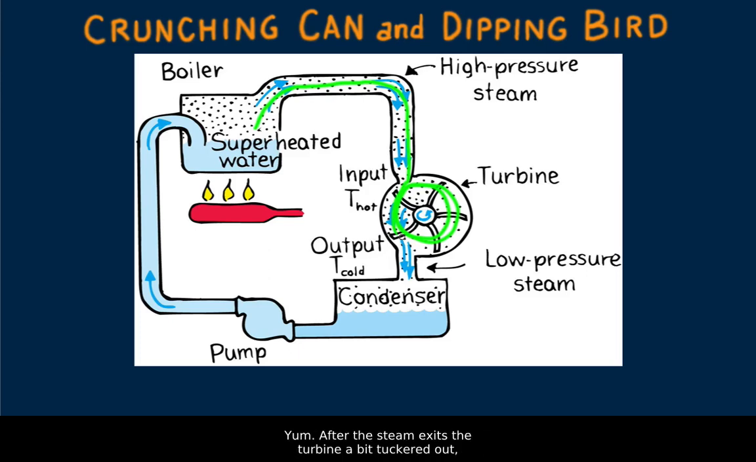After the steam exits the turbine, a bit tuckered out, it is directed to the condenser, a cooled tank for condensation. After condensation, a pump returns the water to where it started, the boiler. The process continues in cyclic fashion.